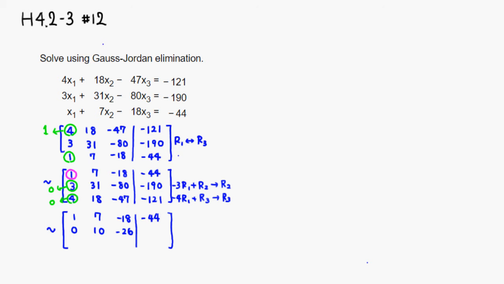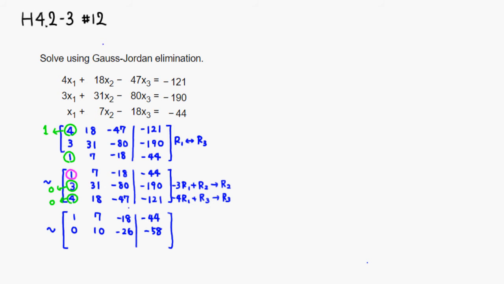Then here, negative 44 times negative 3 would be, let's see, 12, so 132. 132 added to negative 190, so it's going to be negative 58. Let's make sure: 132, yep, that works out. So we got that, that's the second row.